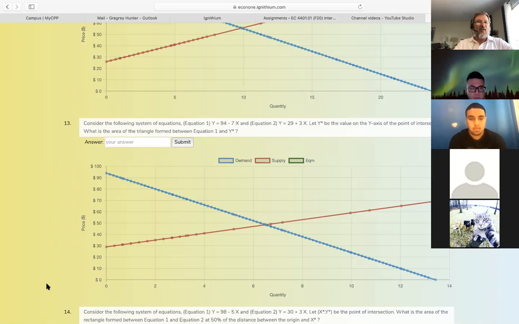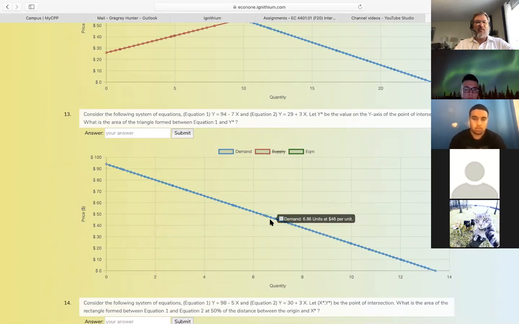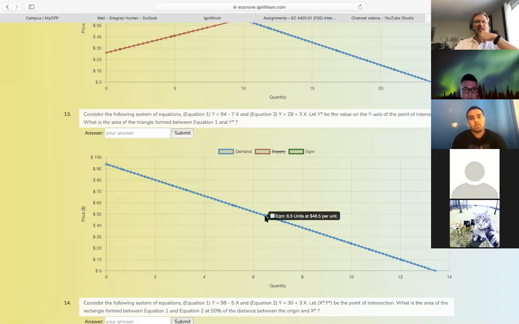Carlos, are you there? Yes, I'm here. Okay, so you want to help us out with this one? Sure. Okay, so it says we want equation 1. So actually I could get rid of equation 2, because I still would have the point of intersection here, which is labeled as EQM, right? So we could just do one. Let me get my calculator.